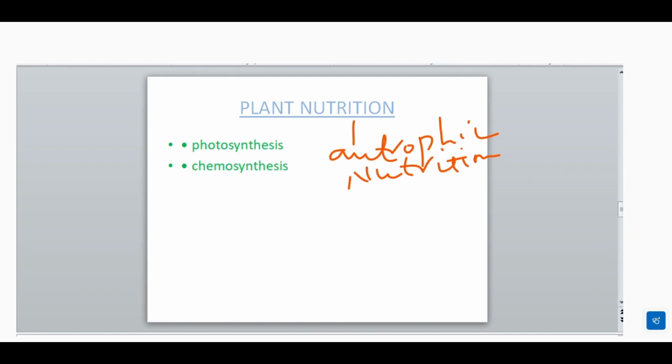So, plant nutrition is grouped into two: photosynthesis and chemosynthesis. Let's talk about photosynthesis. Photosynthesis is a process whereby green plants are able to manufacture their own food using carbon dioxide and water in the presence of sunlight and chlorophyll to produce glucose and give out oxygen as a byproduct.